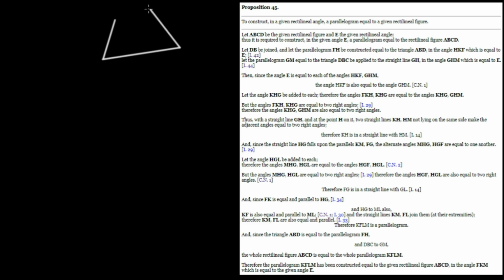This is going to be just some random quadrilateral. This will be ABCD. And E is going to be the given angle, so we'll let this be E over here. Thus, it is required to construct in the given angle E a parallelogram equal to the rectilineal figure ABCD. So we're going to construct a parallelogram using this angle whose area is equal to ABCD.